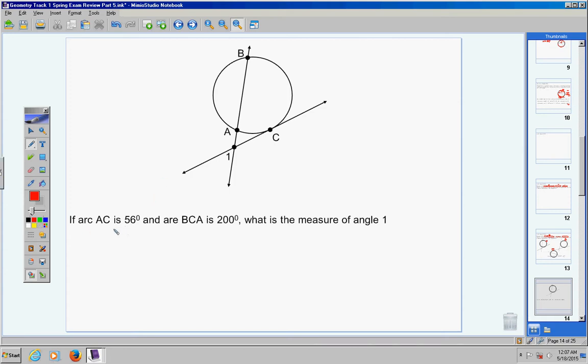Now, if arc AC is 56, so I'm going to highlight this in red and put 56 degrees. That arc right here, BCA, is 200. So from B to C to A, that whole arc is 200. What is the measure of angle 1?